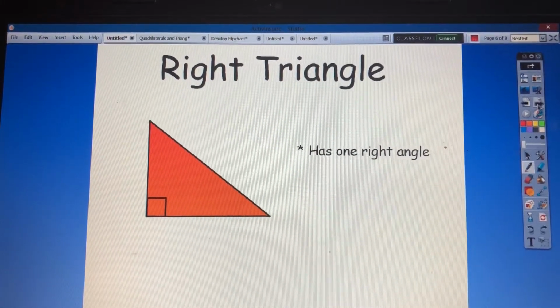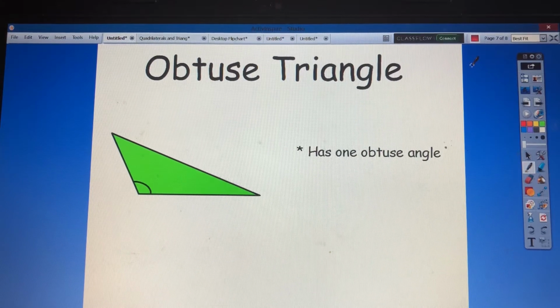And then we come to an obtuse, which is an angle that is greater than 90 degrees. And it can be 91. That is still considered obtuse. 91 to 180, which would be actually a straight line. So an obtuse triangle has one obtuse angle, and then usually the other two would be acute angles.